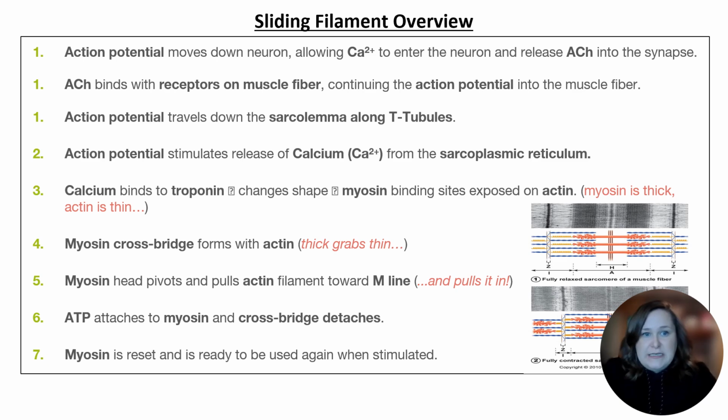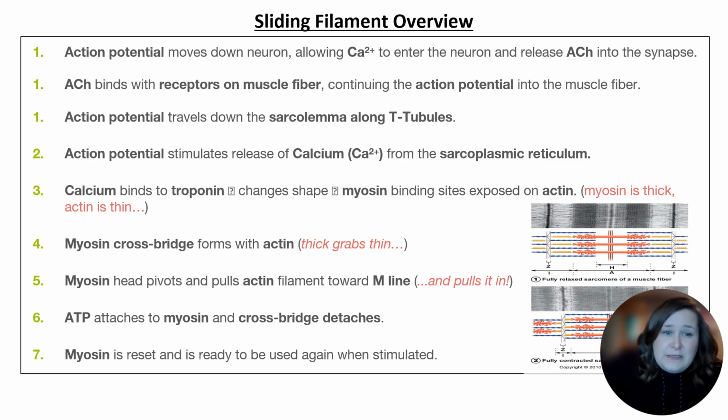So the first step in this process, we're going to have that action potential. It's going to move down the neuron, and it's going to allow those calcium channels to open and enter the neuron, pop those vesicles, and then release that acetylcholine. ACH here stands for acetylcholine. That acetylcholine is going to bind with the receptors on the muscle fiber. That is going to cause the action potential to continue into the muscle fiber. That action potential is going to travel down the sarcolemma along those T tubules, and eventually it's going to stimulate the release of calcium from the sarcoplasmic reticulum.